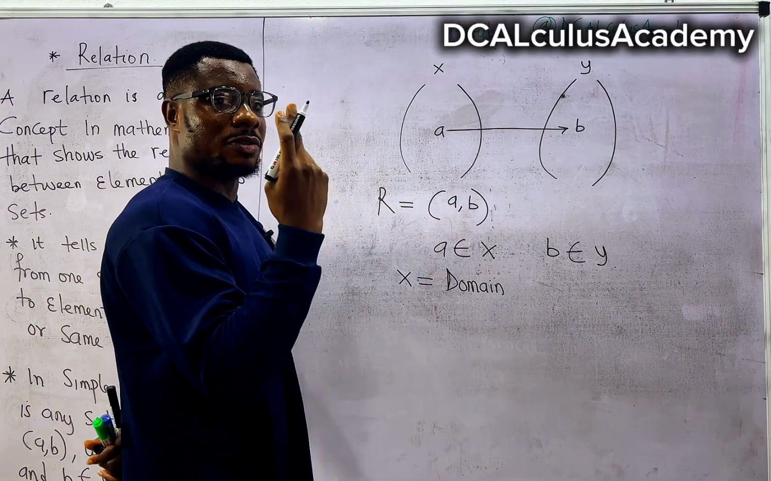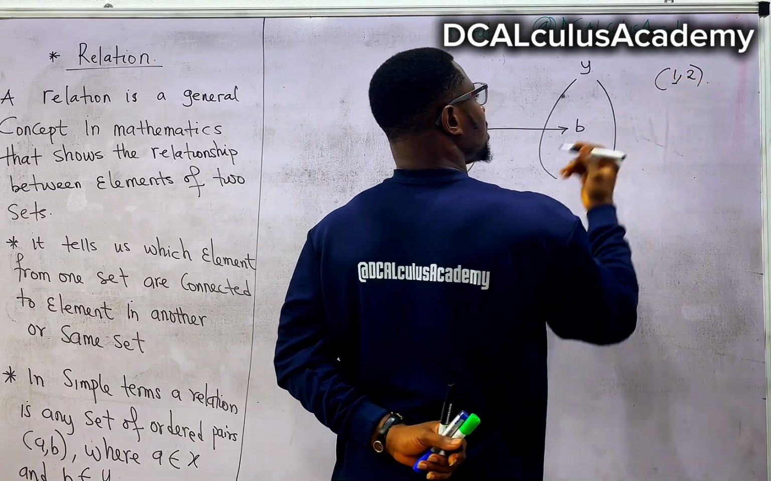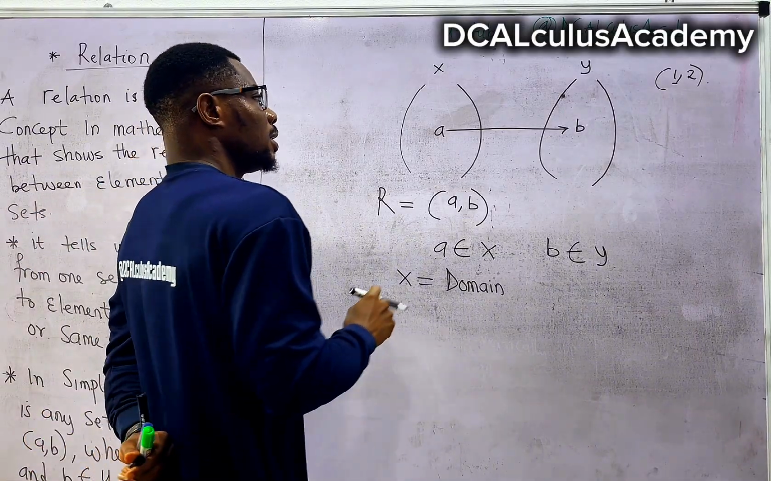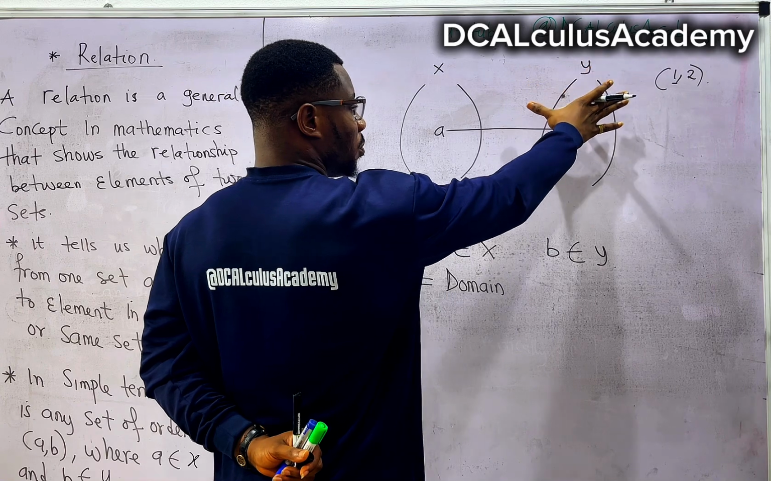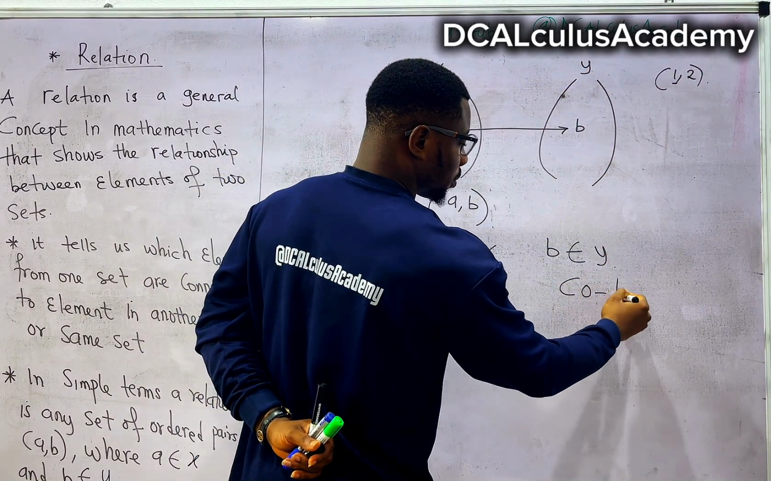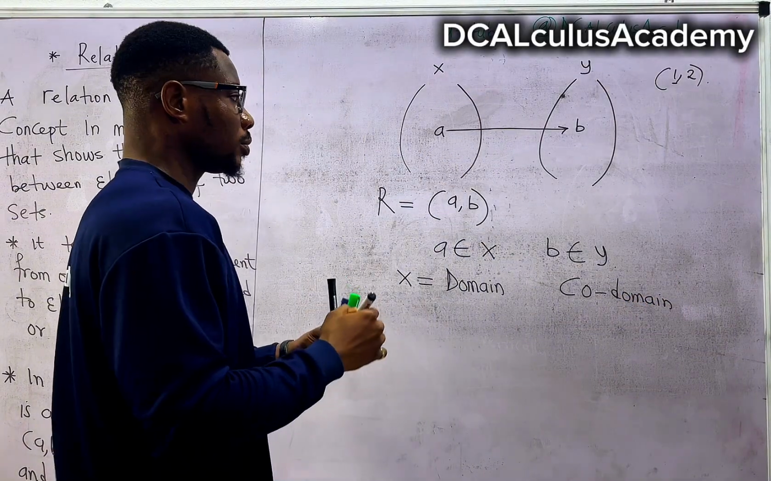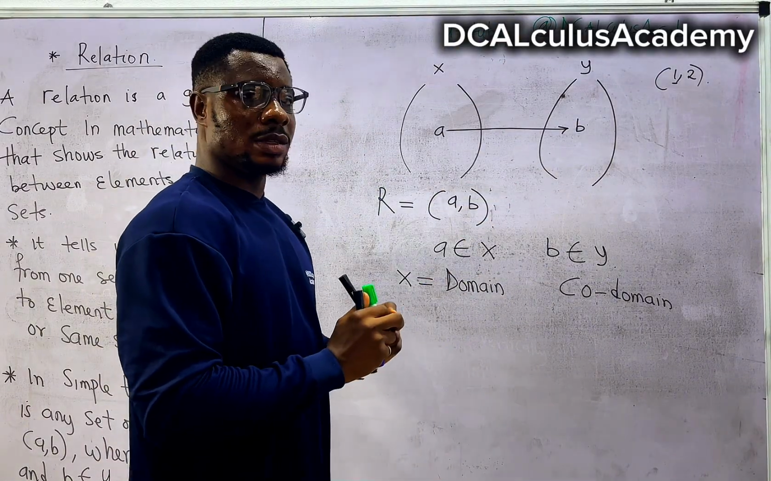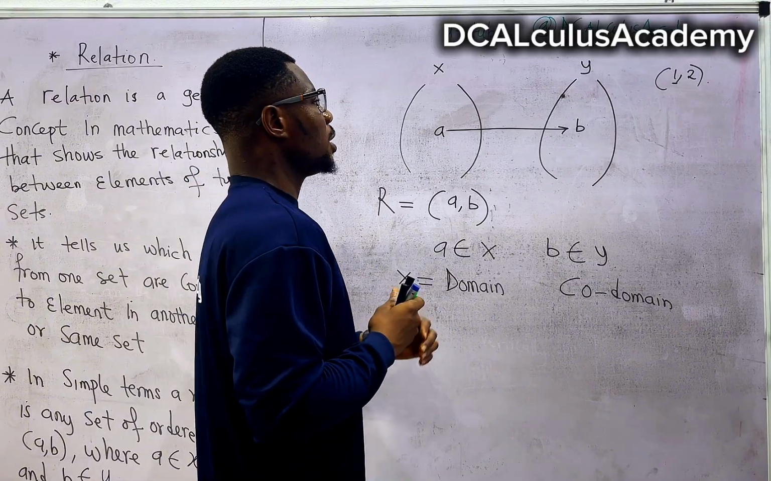When you have a set of pairs, let's say (1, 2), the first one here stands for your domain. Now, the set of all possible values for Y is called your codomain. The set of all Y is your codomain.